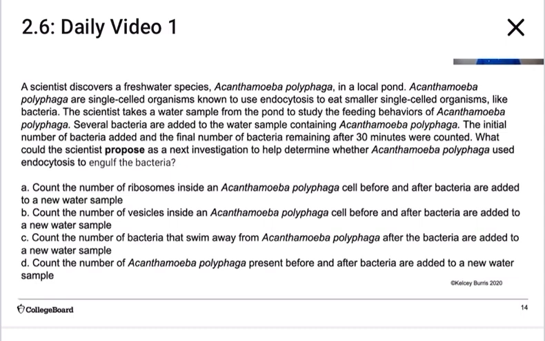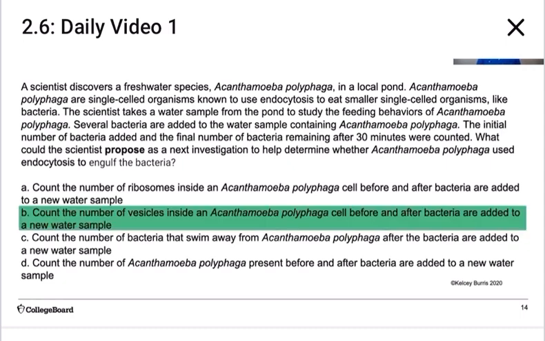Welcome back. In this question, you were looking at what could the scientists propose as a next investigation to help determine whether the organism used endocytosis to eat the bacteria. After reading through the choices, you should have come up with B as the best answer, because the number of vesicles before and after would indicate an increase in endocytosis occurring, so the increase of eating more organisms and more bacteria.